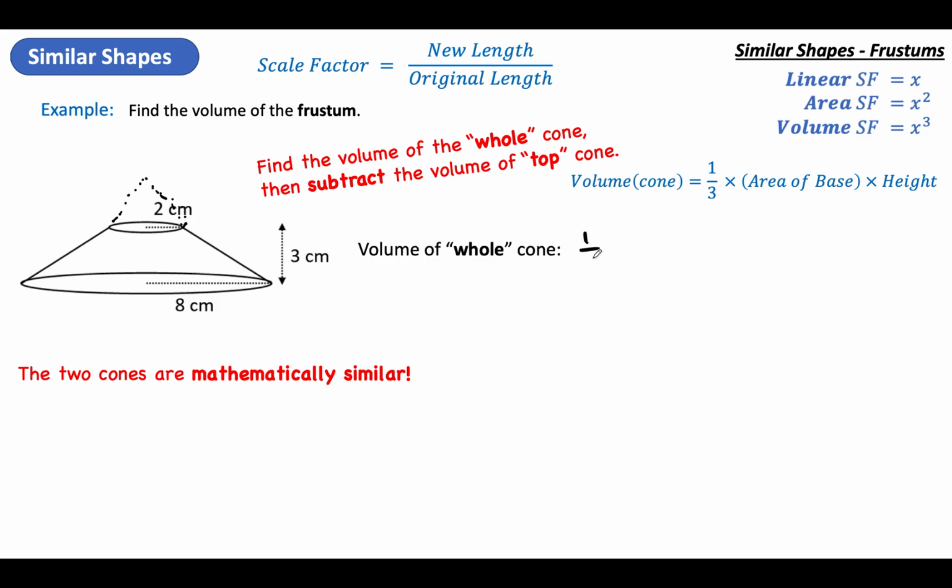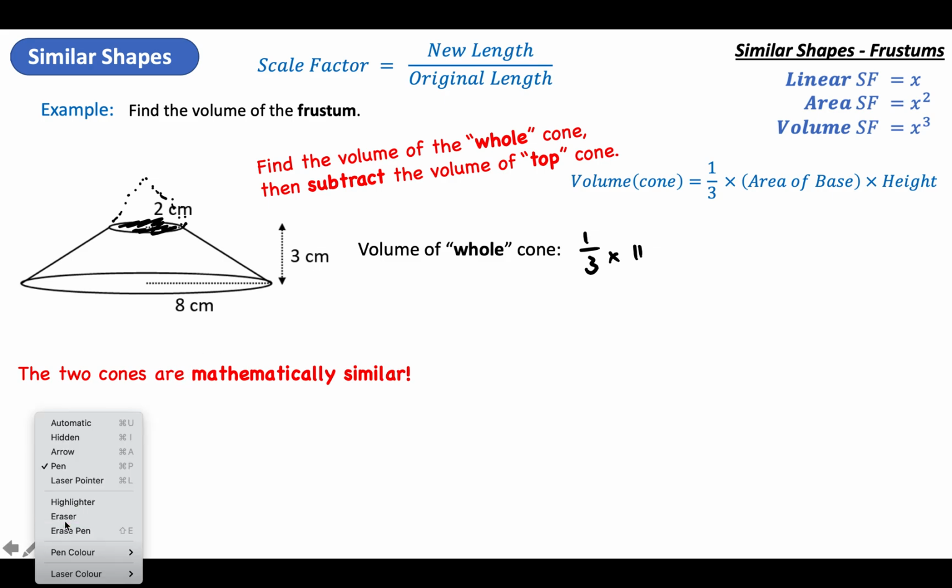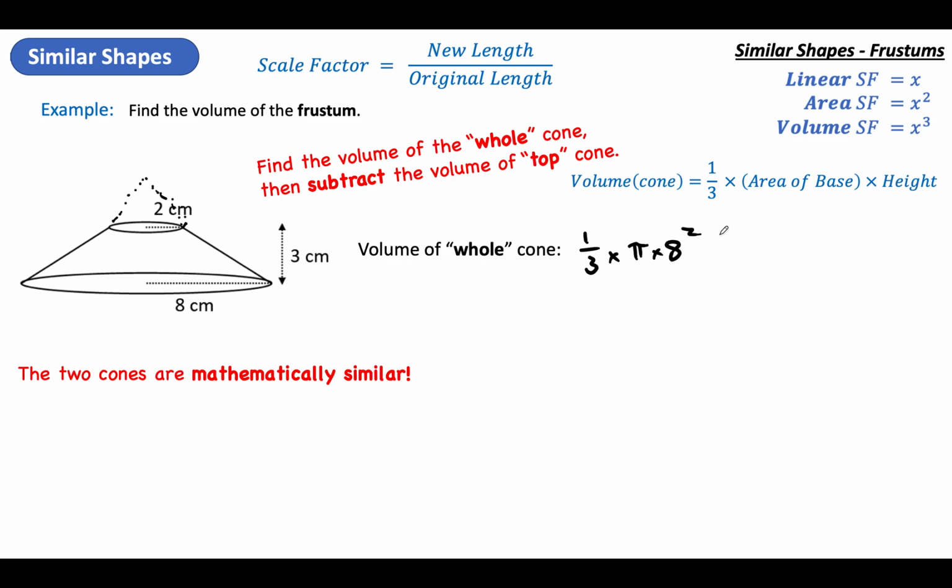So the volume of the whole cone. I'm going to do 1/3 times the area of the base. Now this is my base here, isn't it? Oh, not with the top cone. I want the whole cone. Oh dear, made another mistake. 2 in one lifetime. Weird. So 1/3 times pi times the radius, which is 8, squared, so pi times radius squared, times the height. I don't know the height of my whole cone, so I need to find that out.